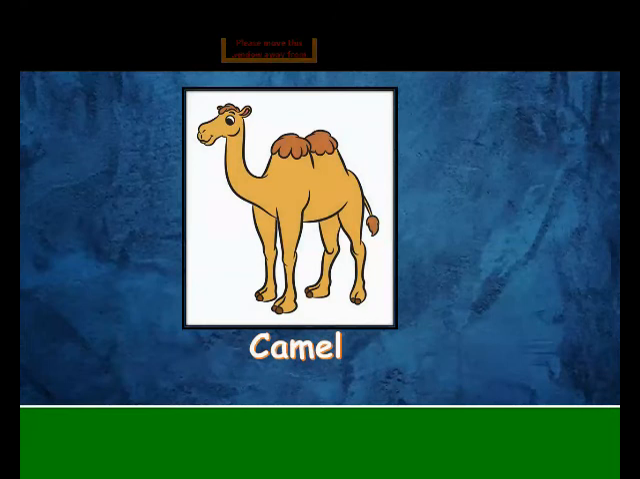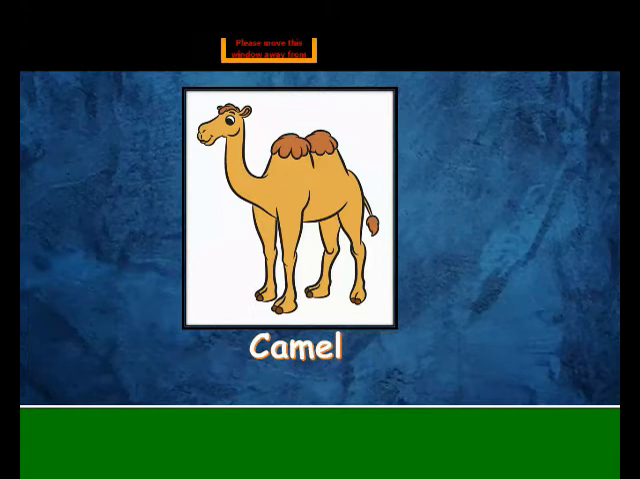Okay. Now, the next picture is camel. What is this? Camel is an animal, and its color is brown. What is the color of a camel? The color of camel is brown, and it lives in desert area.